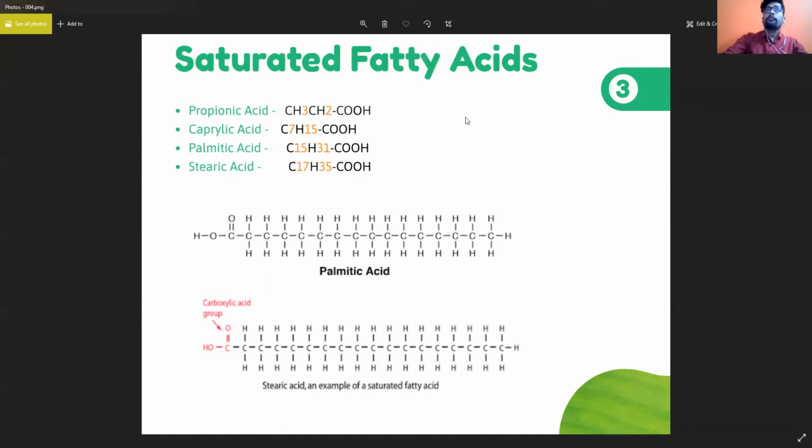So generally for fat preparation, higher saturated fatty acids like palmitic acid and stearic acid are used. See, I have given the diagram, palmitic acid and stearic acid. Here there are no double bonds, that's why it is called a saturated fatty acid.